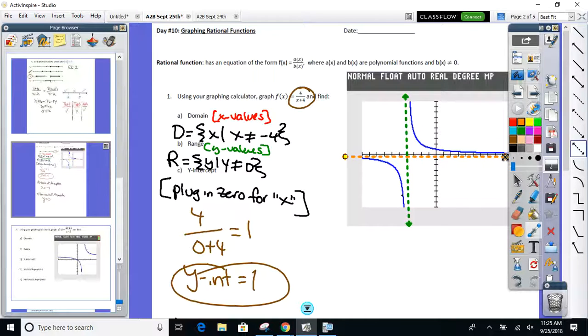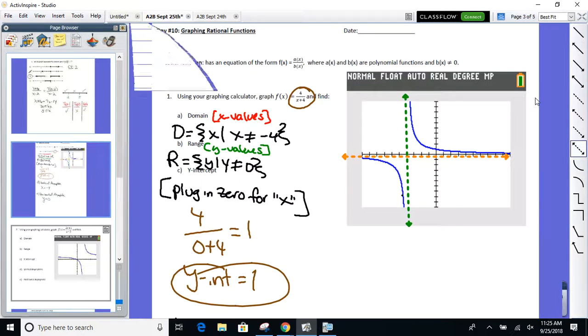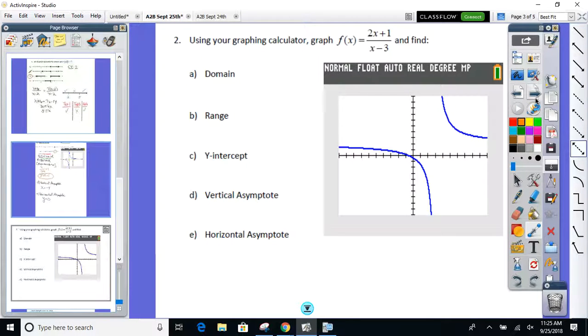There we go. There's my horizontal and vertical. All right. Questions? Okay. Can we do one almost on our own now? There's a new one to graph now. Go ahead and graph. Let's see if you can help me answer the questions a little quicker now.